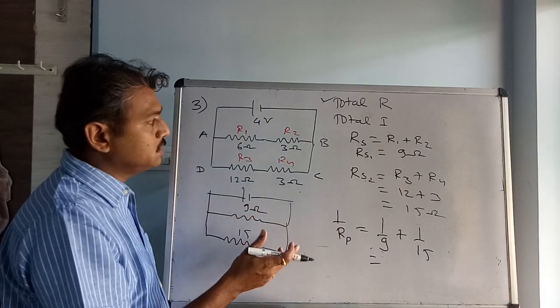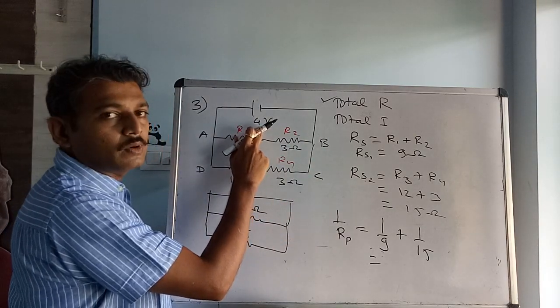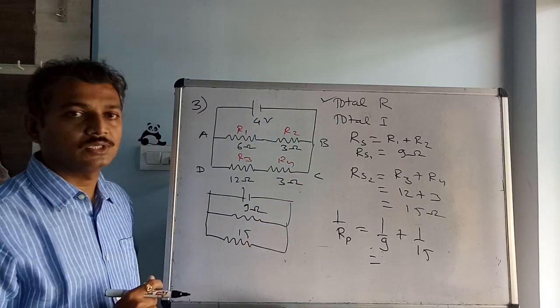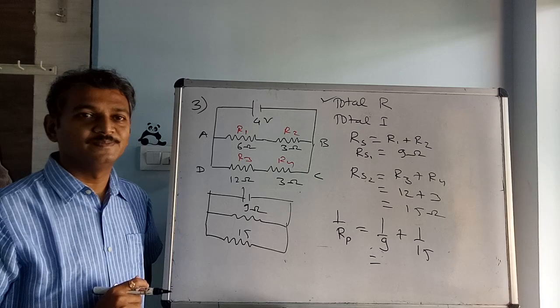After getting total resistance, you are given voltage. Okay, so after getting voltage, you can calculate the current also in this. Okay, with the third one?